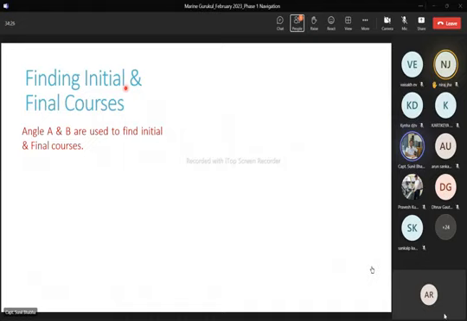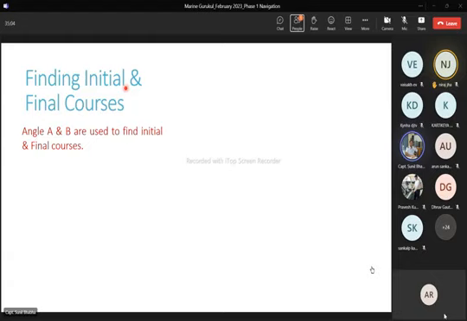Now the course of the ship in 3-figure notation is basically the angle between true north and the ship's head measured clockwise. The angle is measured with reference to true north. We measure the angle in the clockwise direction and we measure it up to the ship's head. This is the definition of the course in 3-figure notation. The angle is measured from 000 to 360 in the clockwise direction.